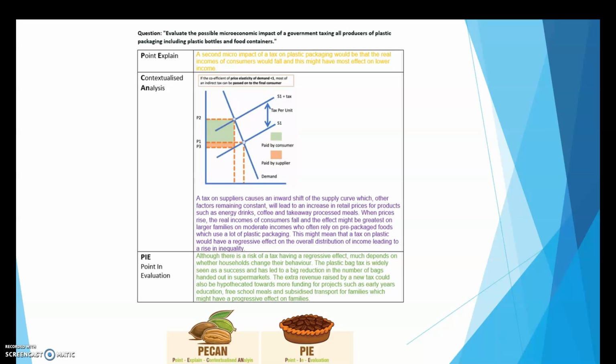Okay, so consider what we have done in terms of that evaluation. Change the perspective, give another alternative. How might that revenue be used to change the impact on those people who might suffer a regressive impact?